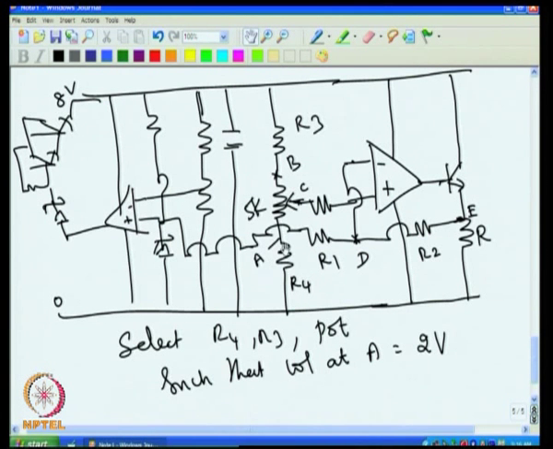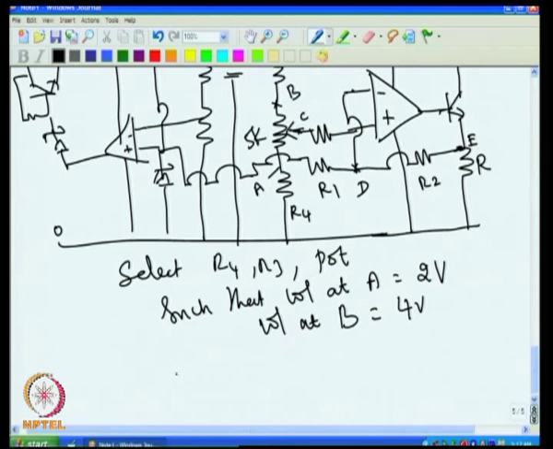So it is not difficult to calculate the value required for R4, because this is known as 5k. One can select R4, but normally we also have to consider the voltage variation. For example, I can keep VA at 2 volt and the voltage at B equal to 4 volt. So the voltage across the potentiometer becomes 2 volt.